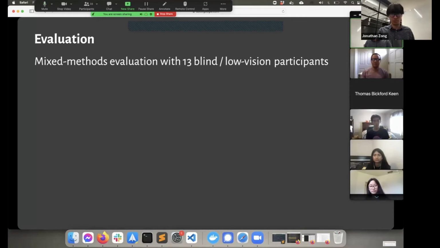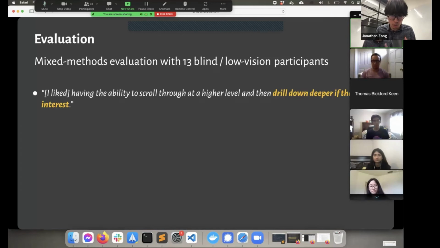And we got a lot of really great insights from talking with our participants. One of them said, "I liked having the ability to scroll through at a higher level and then drill down deeper if that's of interest." So they liked being able to control their level of detail, information granularity, right?